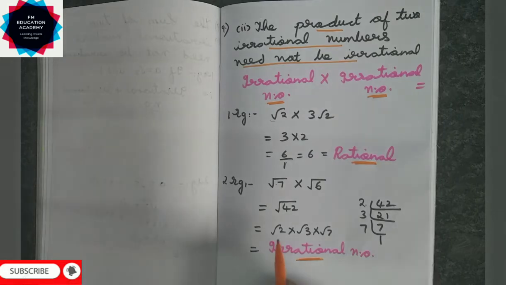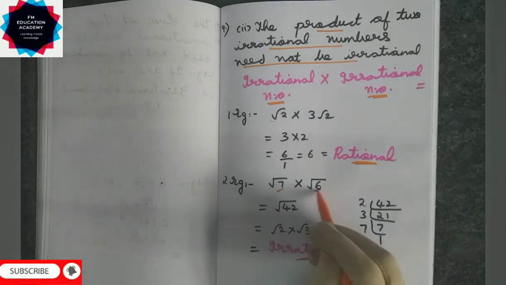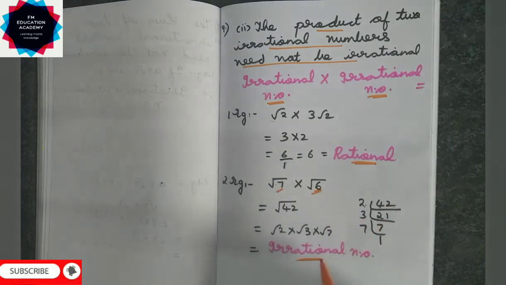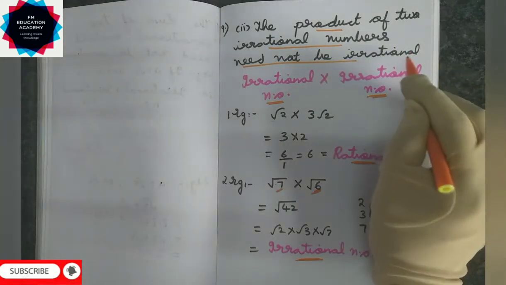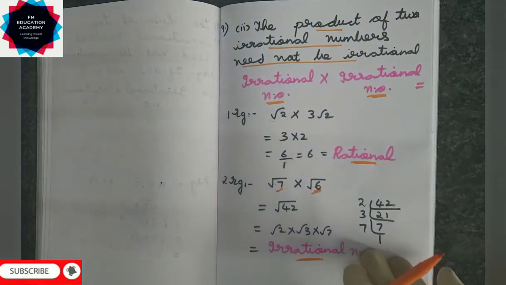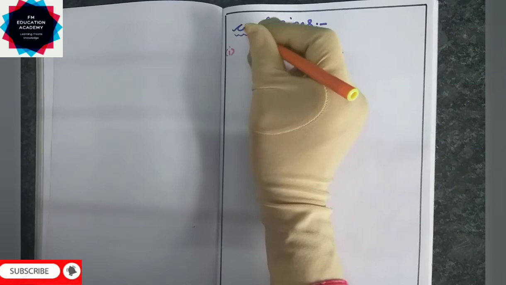So what did I observe here? Even if I multiply two irrational numbers, I may get a rational number, or when I multiply two irrational numbers, I may get an irrational number. That is, it is not necessary that when I multiply two irrational numbers, I'll get an irrational answer. Say what the conclusions are which we have got from this, so that you can remember it well.